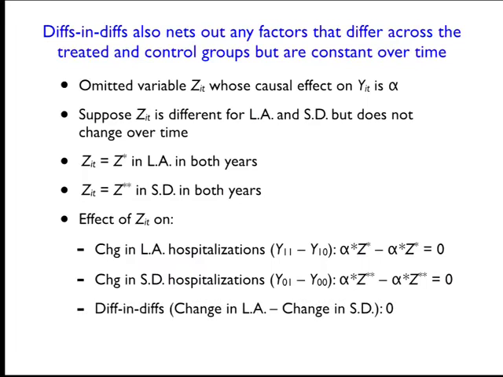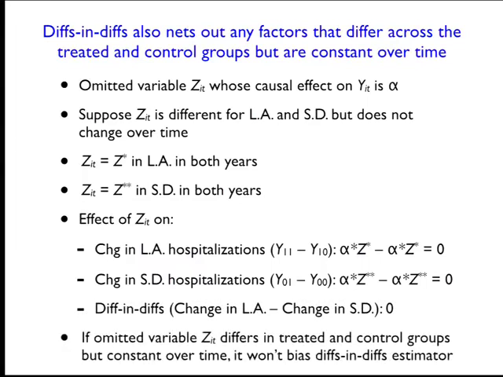So in the difference in differences, Z won't end up causing any sort of bias here, despite the fact that we don't have data on it to allow us to include it as a control. If it differs in the treated and control groups, but it's constant over time, then it's not going to bias the difference in differences estimator.